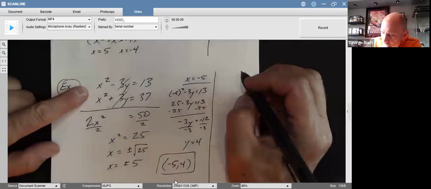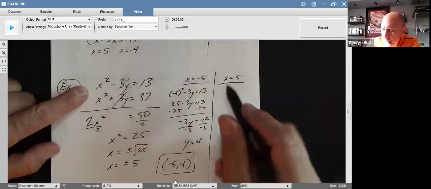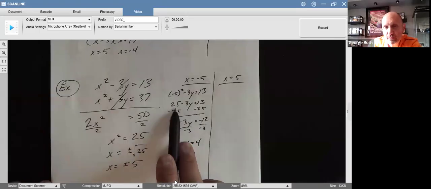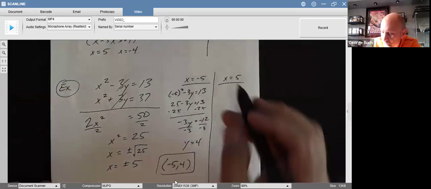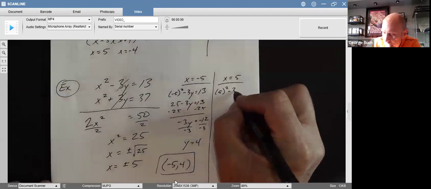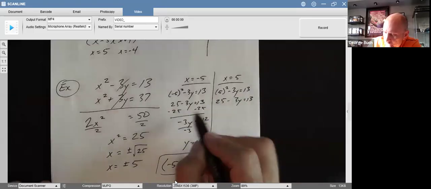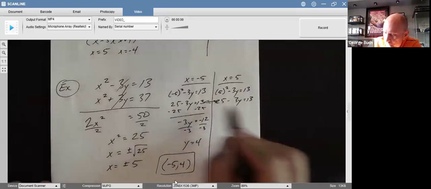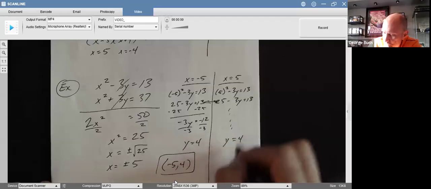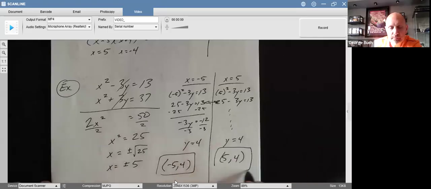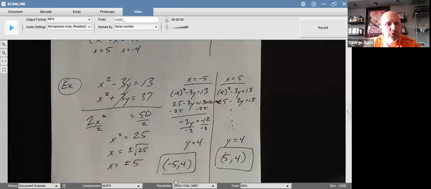And now when I do x is equal to 5, well, let's look at this. Here I plugged in -5, but because I squared it, I ended up getting 25. So I'm going to get the same answer, right? Because now it's just +5 squared minus 3y is 13. And so 25 minus 3y is 13, which is exactly what I have on the other side here. So all the rest of this is going to be the same, meaning y is 4 in this situation. So my answer is +5, +4. So those are the two solutions for that one.